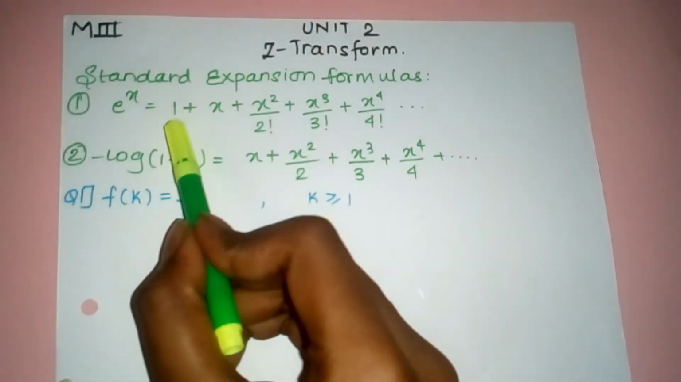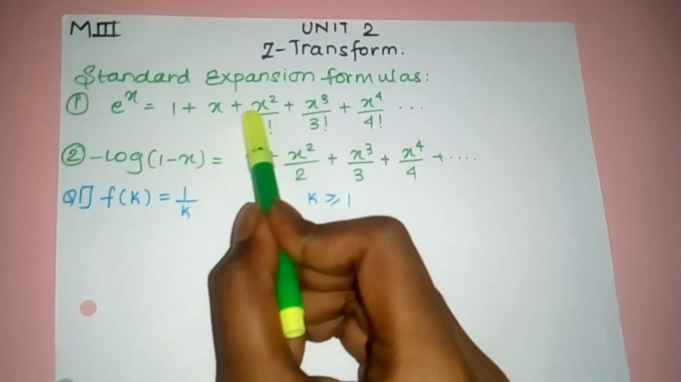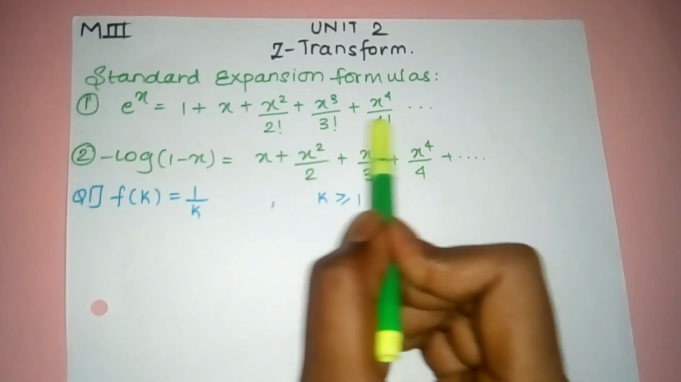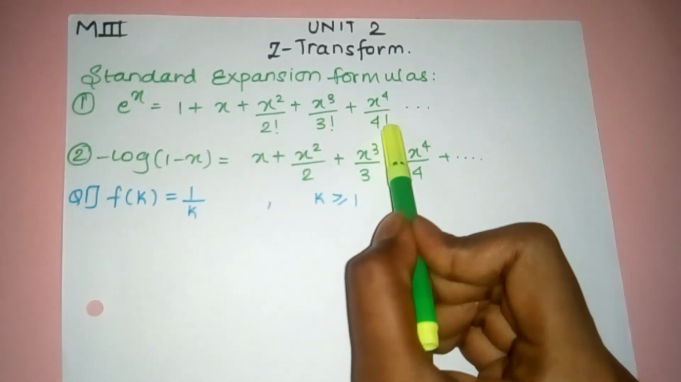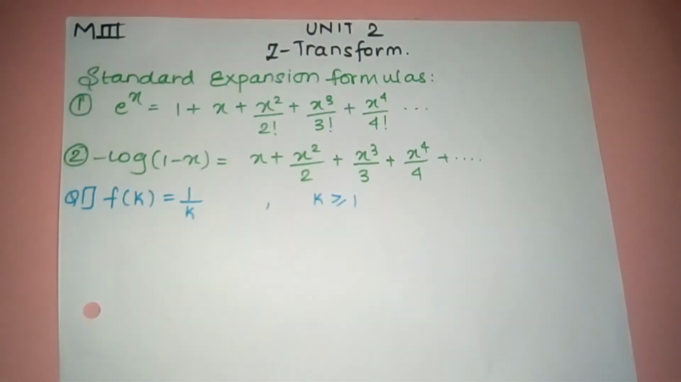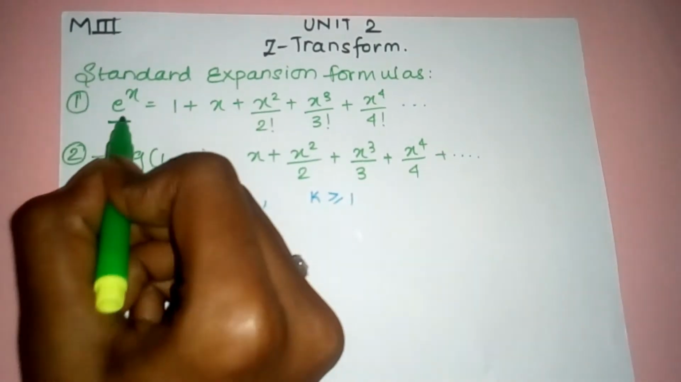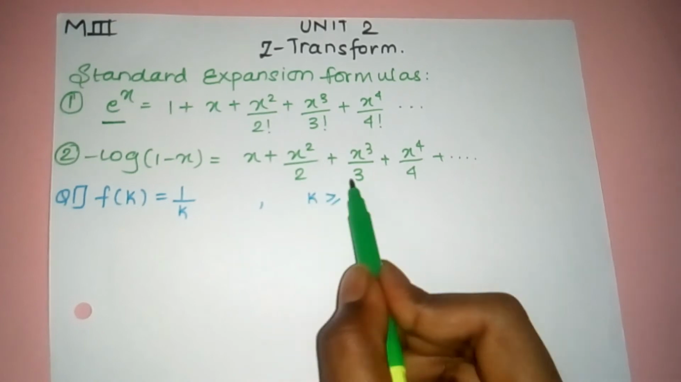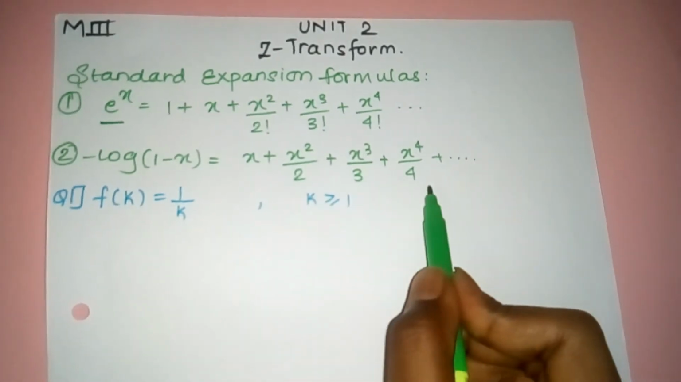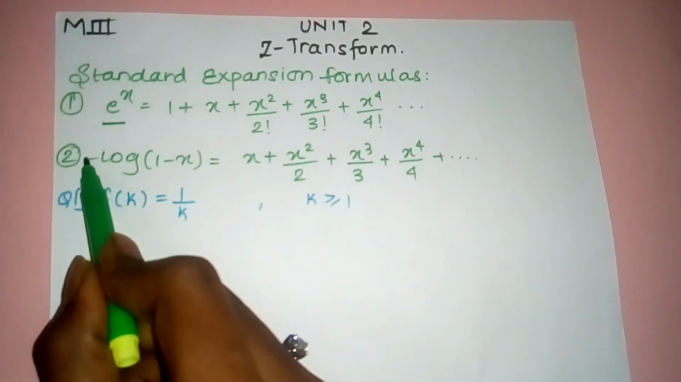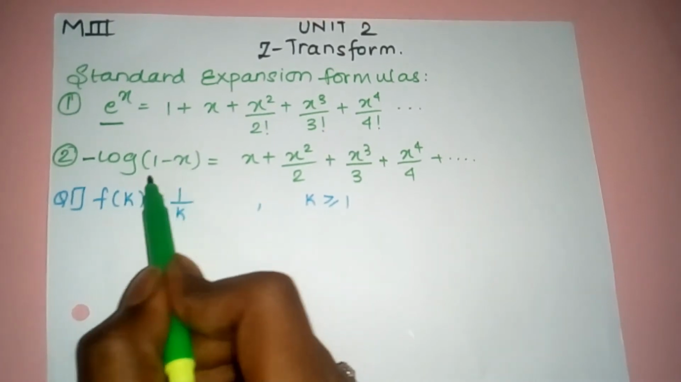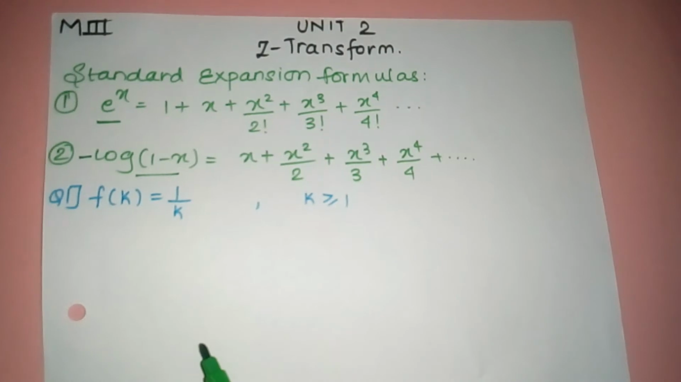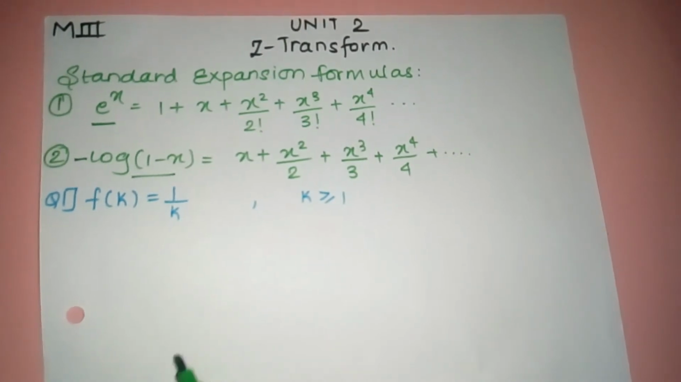When you have 1 plus x square upon 2 factorial plus x cube upon 3 factorial, or something which has a factorial in the denominator, then your formula will be e raised to x. And when you have only common numbers, if you don't have the factorial, then you have the formula as minus log 1 minus x. These are the standard expansion formulas which you have to remember. So write them down on a piece of paper so that you may remember.